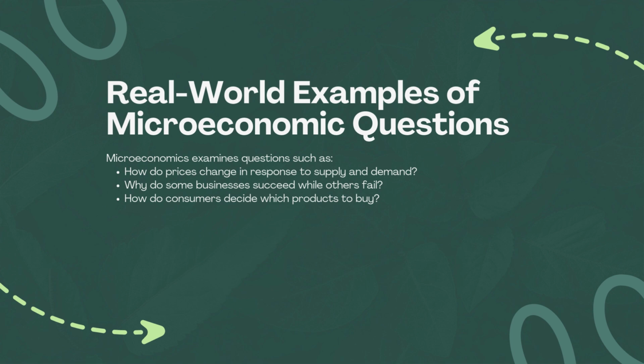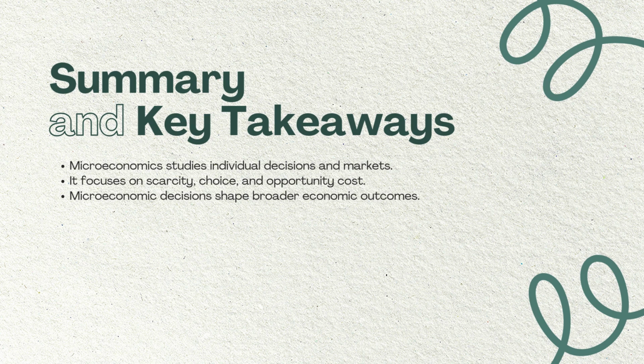To wrap up, let's review what we've covered. Microeconomics focuses on the individual actors within an economy and their decision-making processes. It revolves around three key concepts: scarcity, choice, and opportunity cost. These individual choices, though seemingly small, have significant impacts on markets and the economy as a whole. Understanding these basics will set the stage for everything else we'll study in this course.